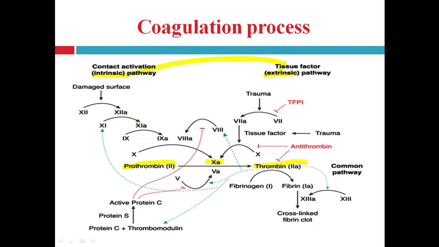Now this activated factor 11 causes the activation of factor 9 to 9A, right? And finally this activated factor 9 activates factor 10 to 10A, and this 10A is the prothrombin activator protein, which activates prothrombin into thrombin. Then this thrombin activates fibrinogen into fibrin, and this activated fibrin makes the clot and completes the coagulation process. This is the overview of the coagulation process.